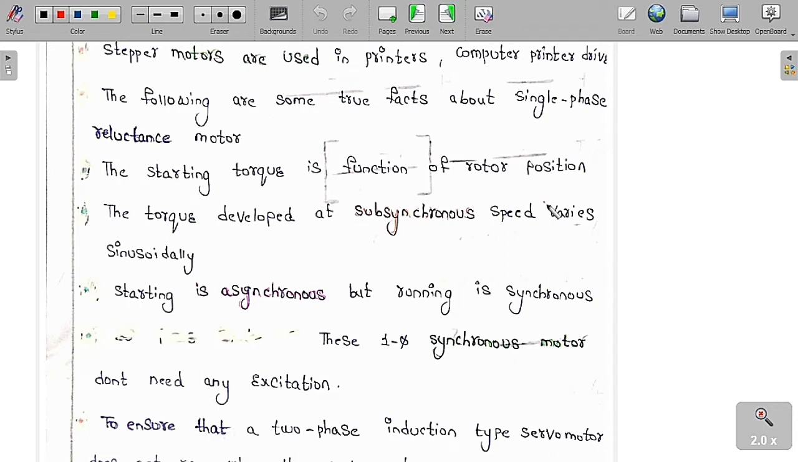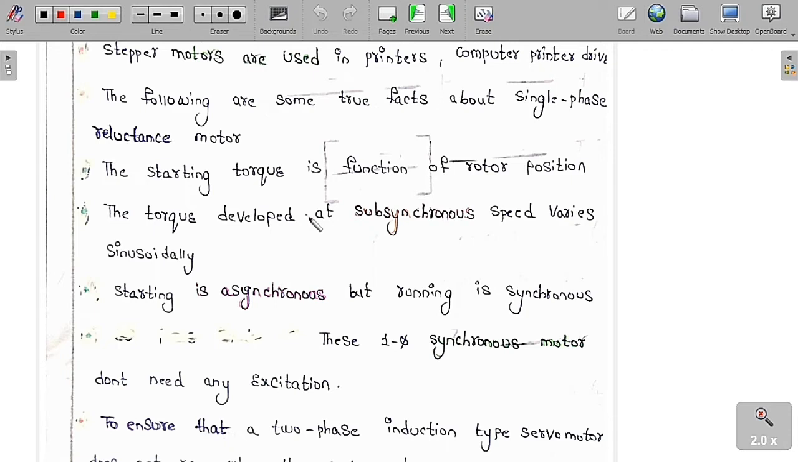Although the starting torque is a function of rotor position, the torque developed at subsynchronous speed varies sinusoidally, and the starting is always asynchronous but running is always synchronous. And this single phase reluctance type synchronous motor doesn't need any field excitation. So finally, these are the true facts regarding this single phase reluctance synchronous motor: the starting torque is a function of rotor position, because torque is proportional to sin 2 delta, so it is also proportional to delta.